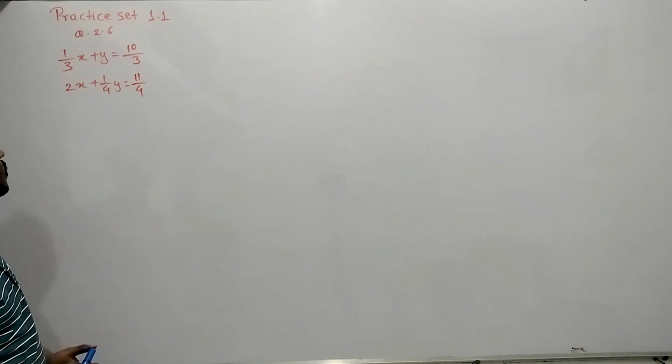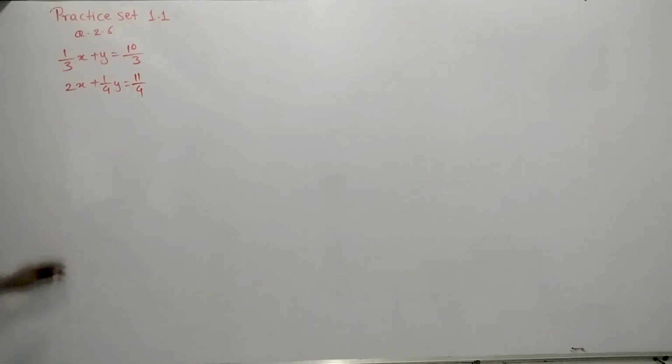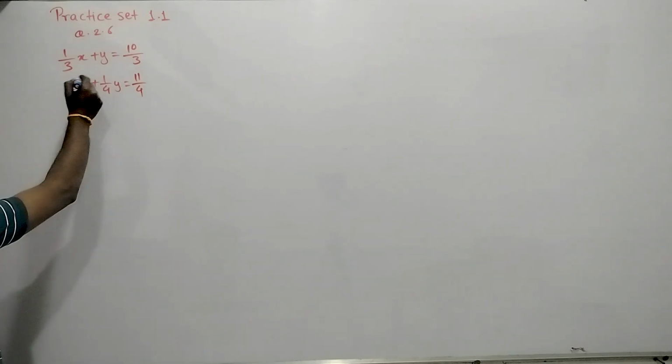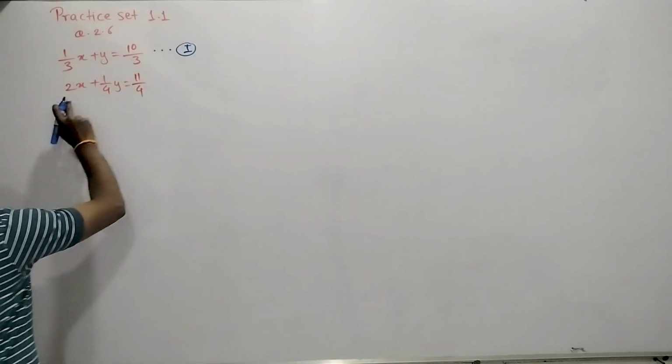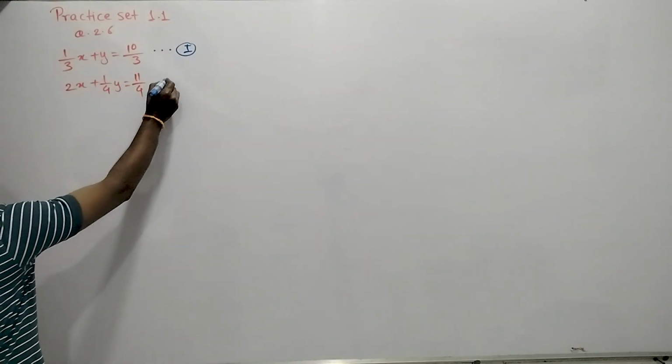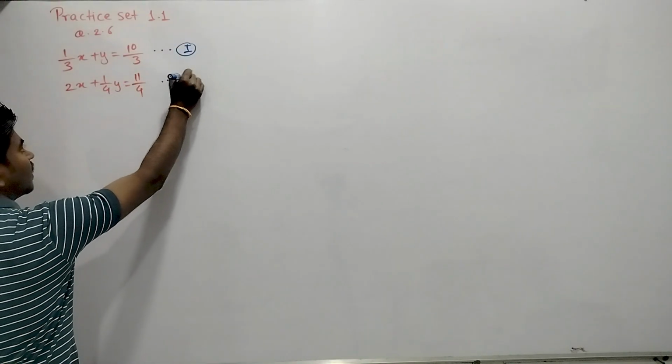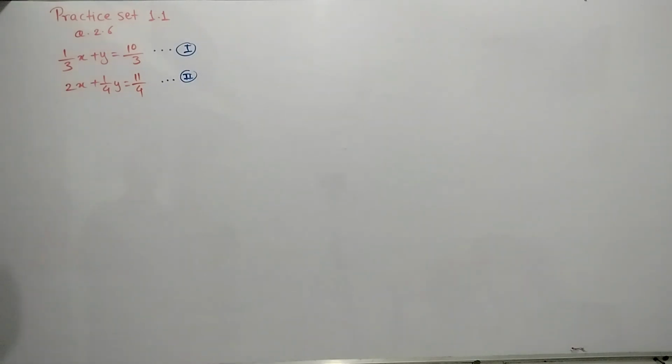In today's lecture, we are going to solve practice set 1.1 question 2.6, in which our equations are 1/3 x plus y is equal to 10/3 and 2x plus 1/4 y is equal to 11/4. So we are going to call 1/3 x plus y is equal to 10/3 our first equation, and 2x plus 1/4 y is equal to 11/4 equation number second.